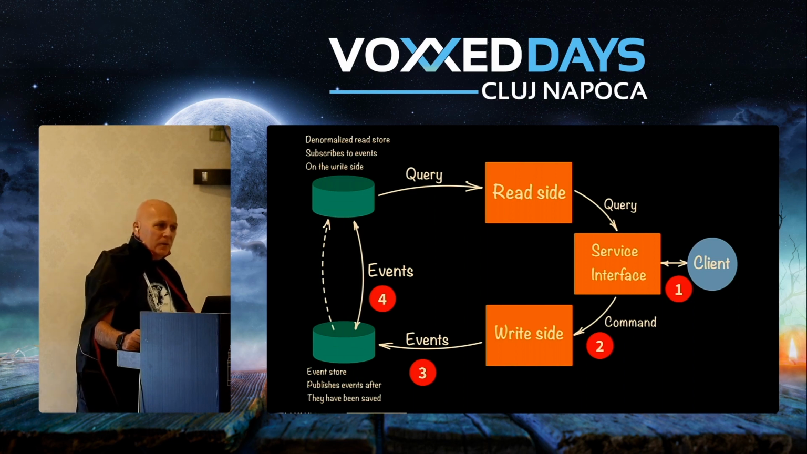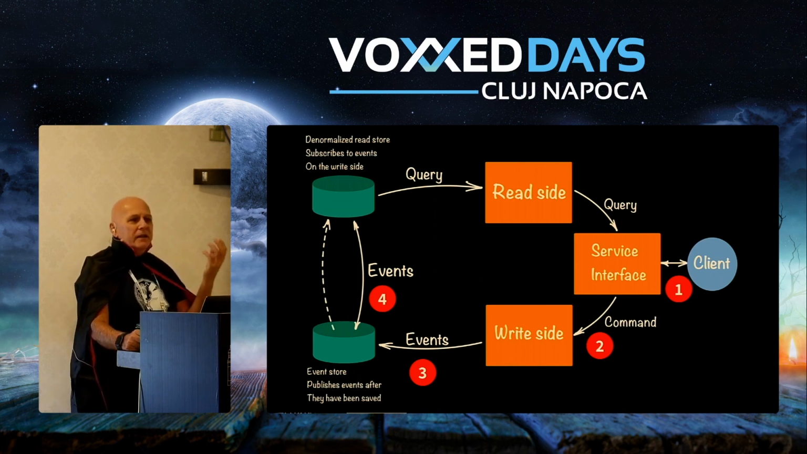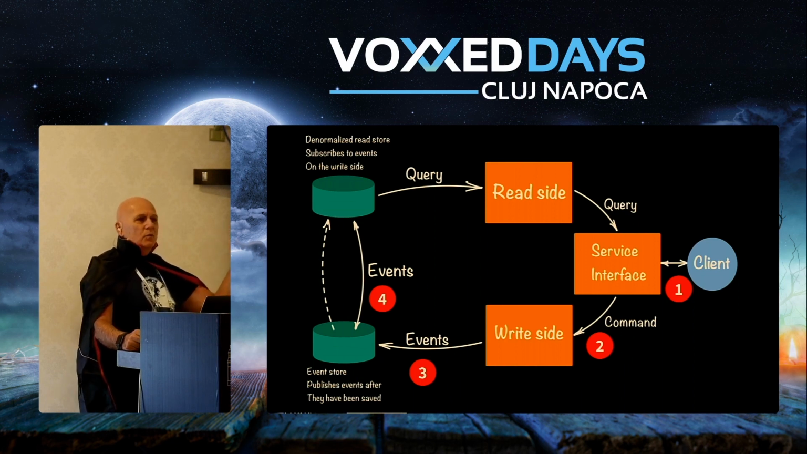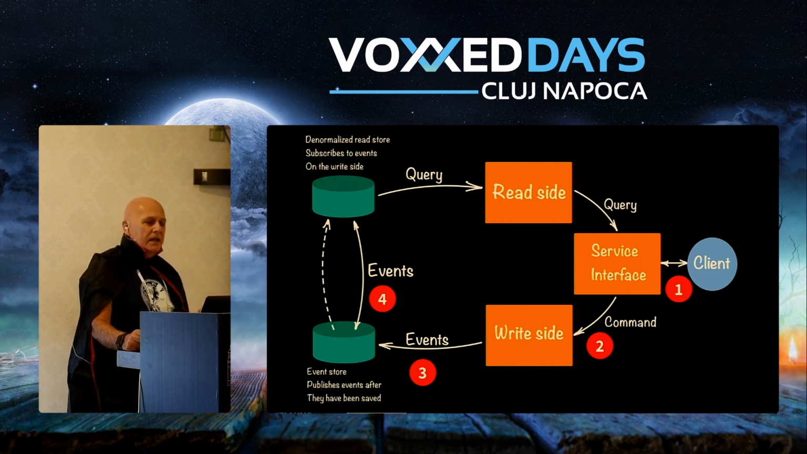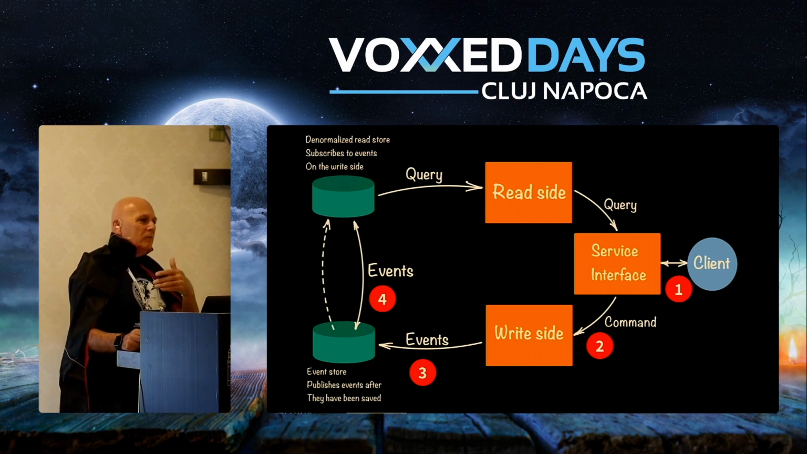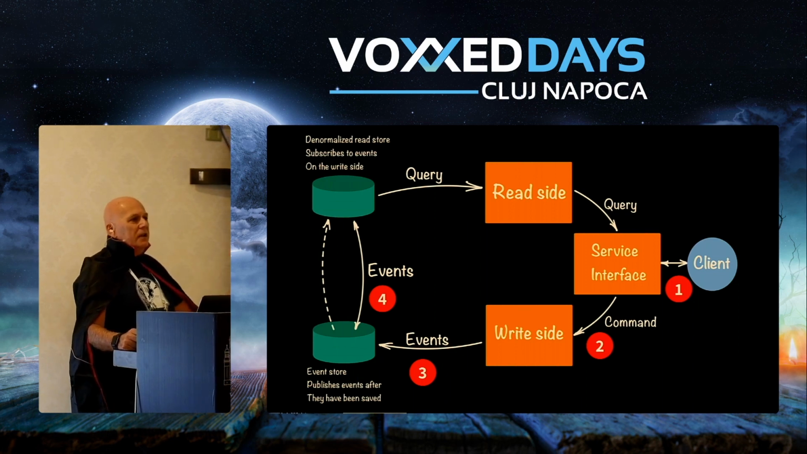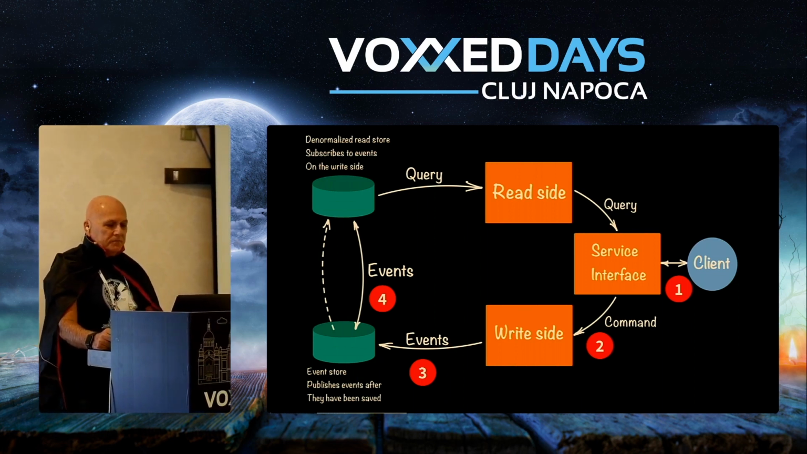So maybe the data is not normalized. Maybe there are some tables for one specific query, and some other tables for another specific query. It might also be that you have multiple data stores. Maybe some queries are best served by a relational database, and other ones would be best served by Elasticsearch or Mongo or whatever. So you have more flexibility in the way you can store your data that's optimal for queries.